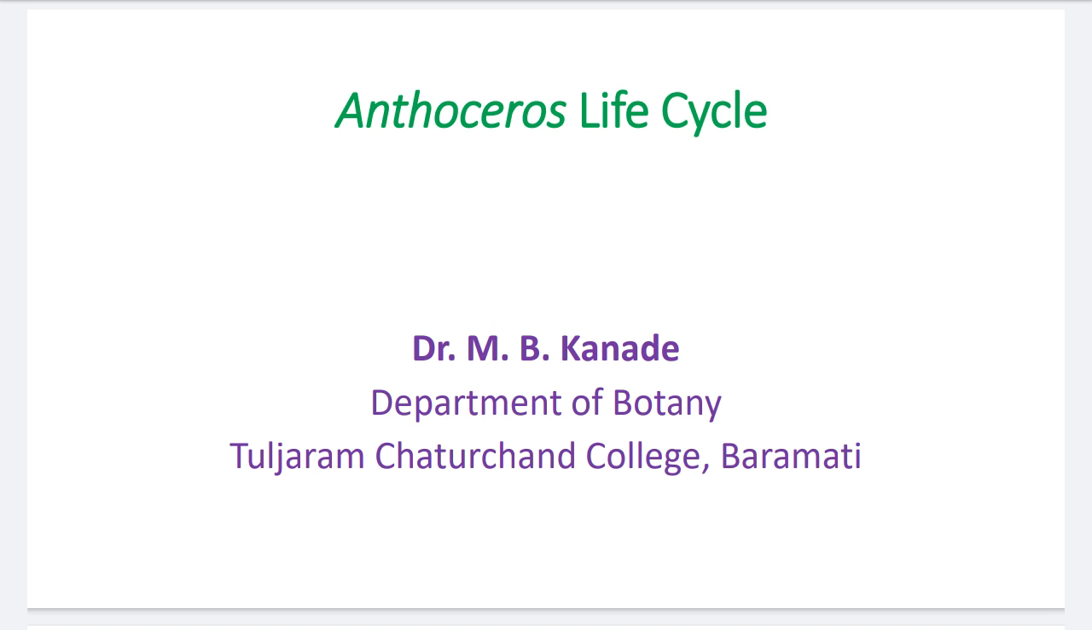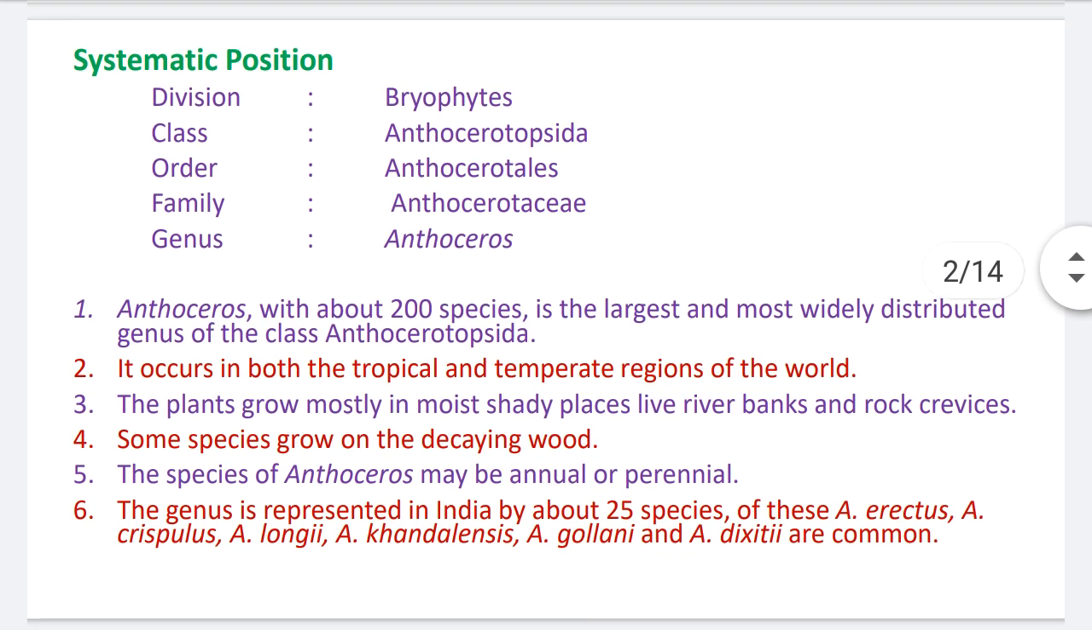So here we are starting with the systematic position of the Anthoceros. It belongs to division Bryophyta, class Anthocerotopsida, order Anthocerotales, family Anthocerotaceae, and genus Anthoceros. This is about the systematic position or classification of the Anthoceros.